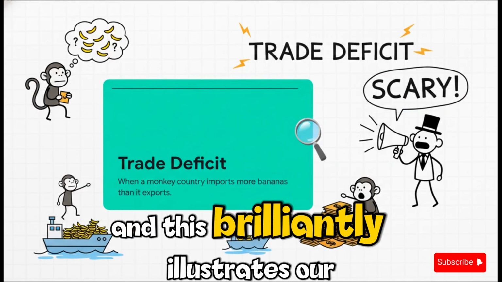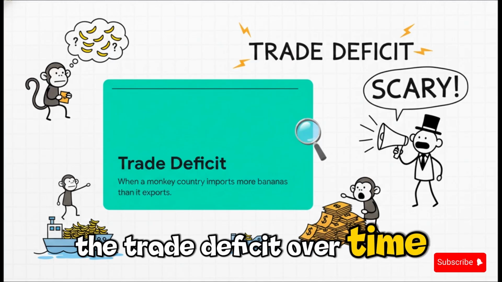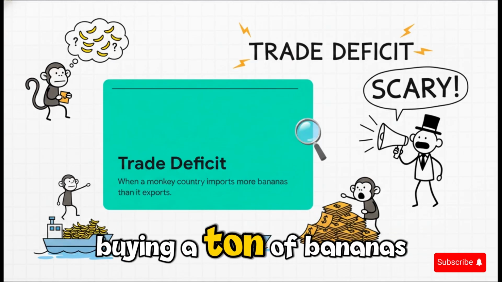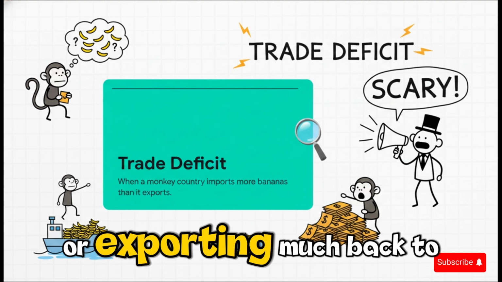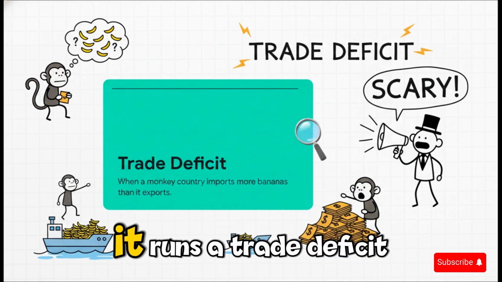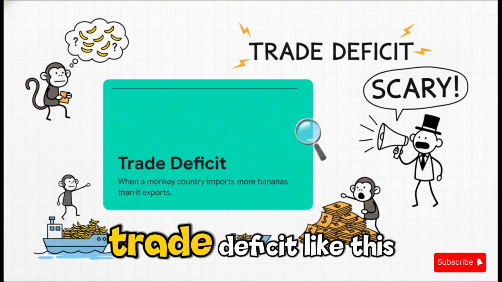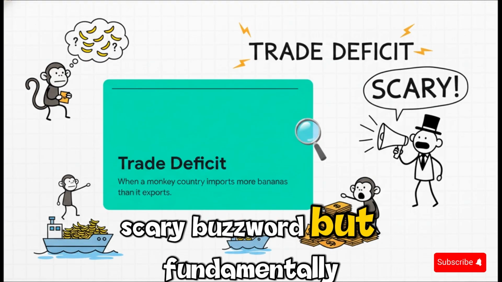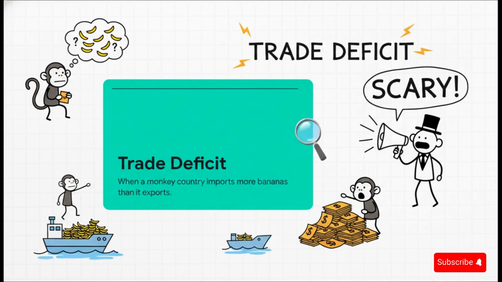And this brilliantly illustrates our next concept, the trade deficit. Over time, Monkeyland realizes they are buying a ton of bananas, importing them, but they aren't really selling or exporting much back to Bananaland. When a monkey country imports more than it exports, it runs a trade deficit. In the real world, you'll often hear politicians use trade deficit like this scary buzzword, but fundamentally, it just means you're a really good customer buying more than you're selling.